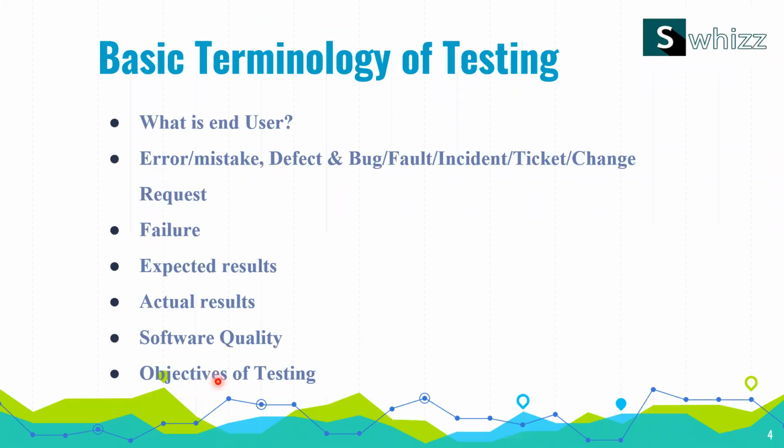What is the main objective of testing? To deploy quality software. To deploy quality software, we need to perform testing and avoid failures, so that quality software is delivered to the customers. And again, quality means we have to consider different parameters. These are the different objectives of testing.